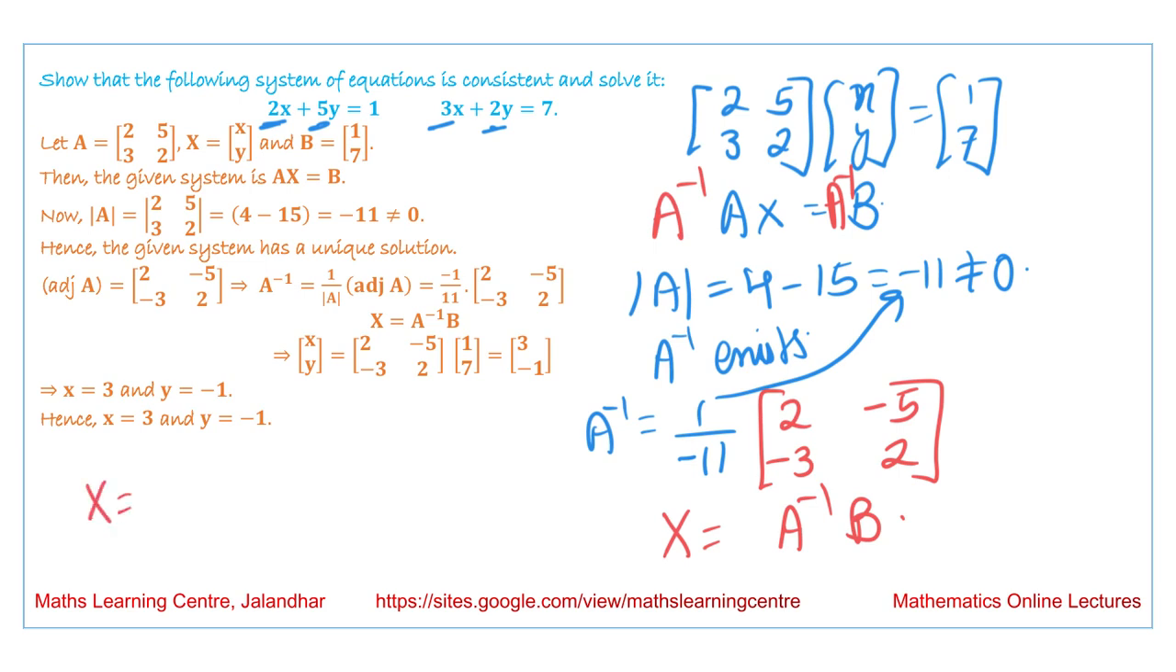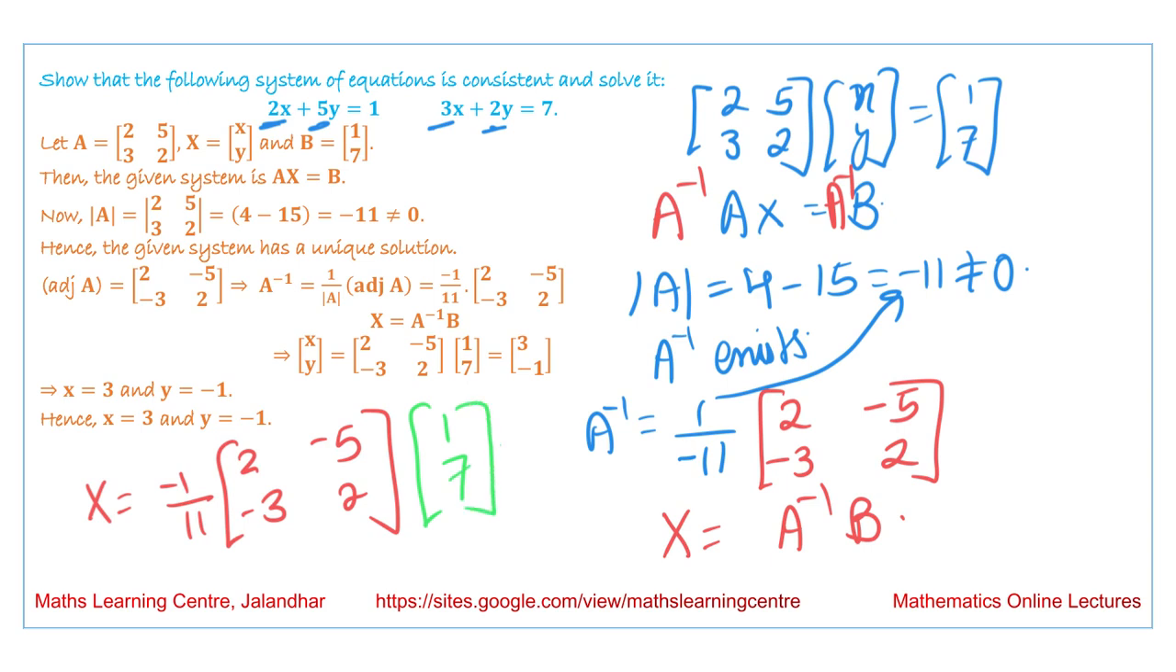So the value of x is minus 1 by 11 into 2, minus 3, minus 5, 2, into the value of b, which is 1 and 7. On multiplying all these terms, we have minus 1 by 11 over here, and when you multiply these terms, it is 2 minus 35, and the next value is minus 3 plus 14.